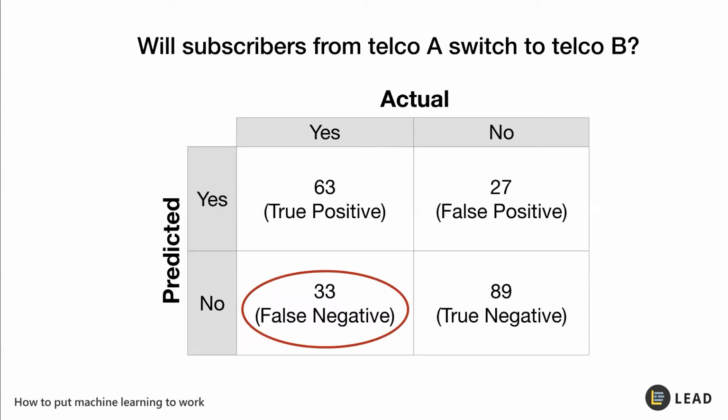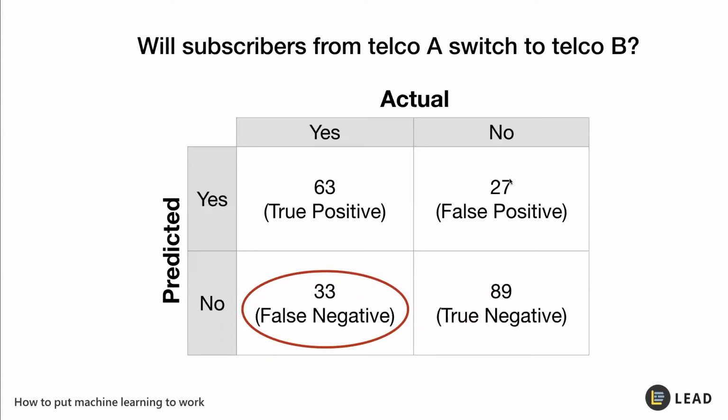In this particular case, we are looking at whether subscribers from telco A will switch to telco B. Once again, true positive and true negative are the ones you don't have to worry too much about. Those you predicted would switch, and they did switch: too bad, see you next time. And those you predicted would stay, and they stayed: these are our true negatives, so no problem.